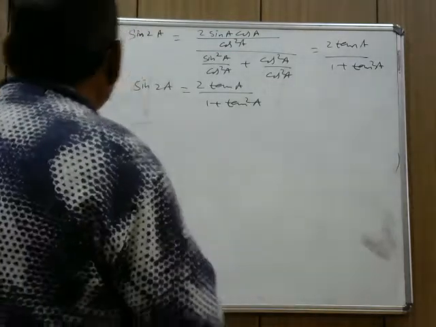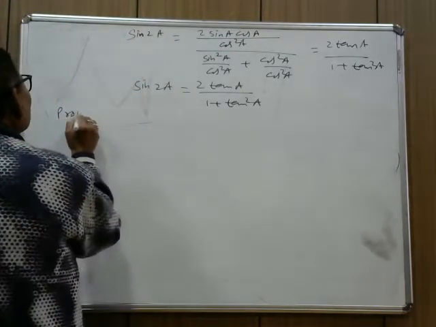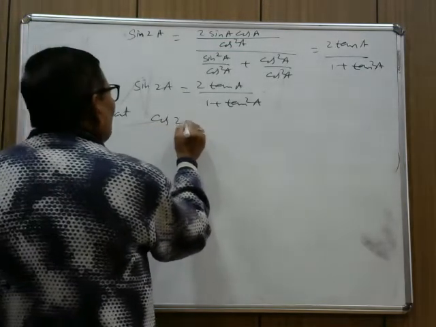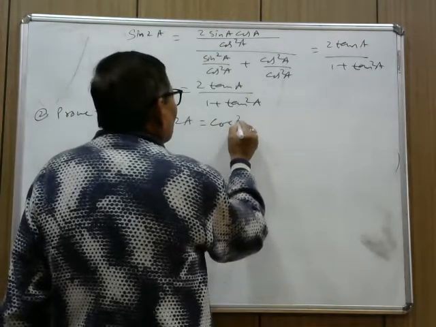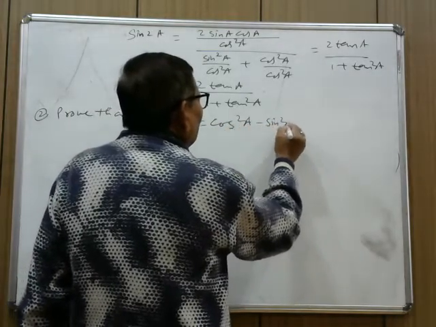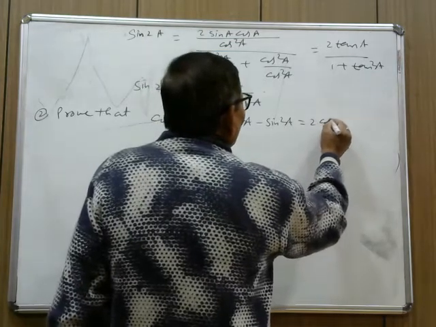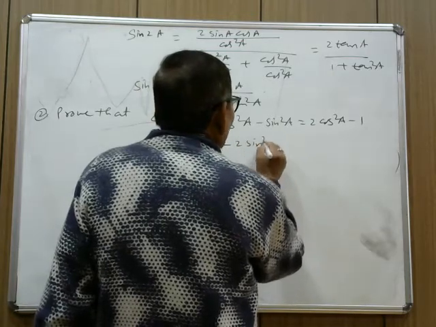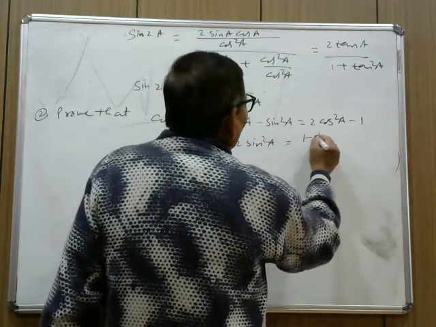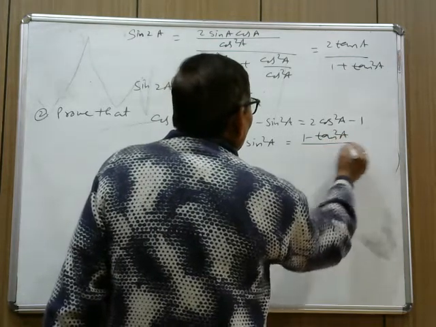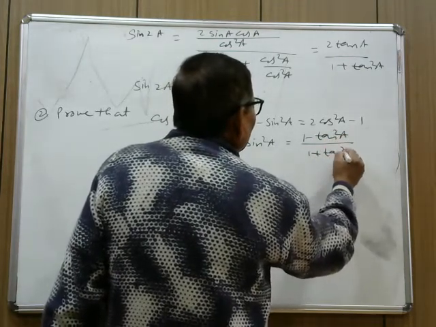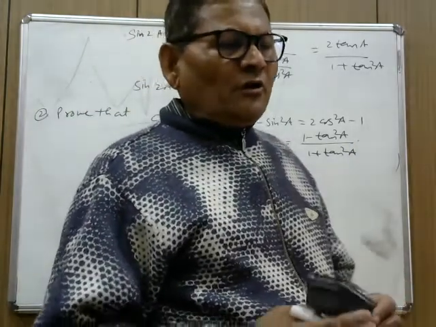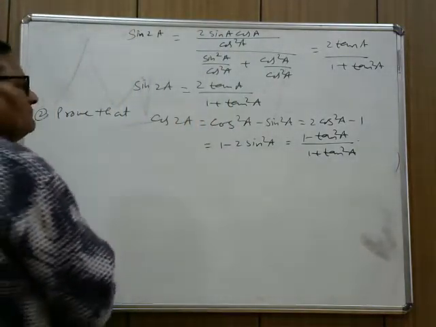Now next one, prove that cos 2A is equal to cos square A minus sine square A, that is equal to 2 cos square A minus 1, that is equal to 1 minus 2 sine square A, that is equal to 1 minus tan square A upon 1 plus tan square A. So it has 4 values and we will use according to the requirement of the question.